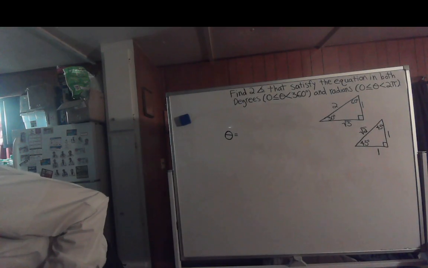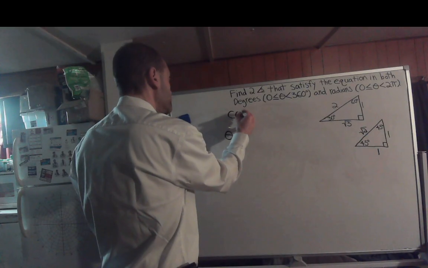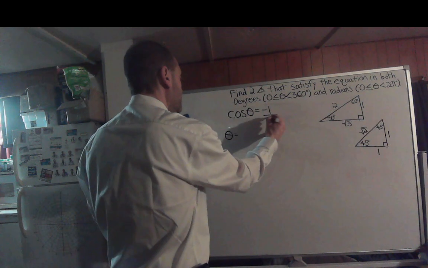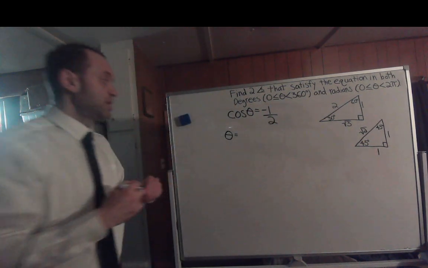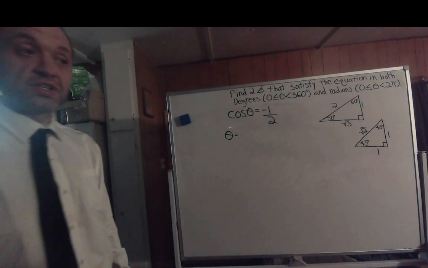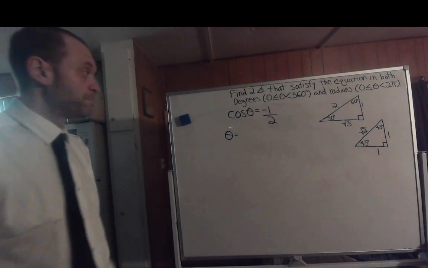Okay, 3 more. So the cosine of theta equals negative 1/2. We've been given that the cosine of theta equals negative 1/2. Well, where's the cosine negative at? In the second and third quadrants, right?